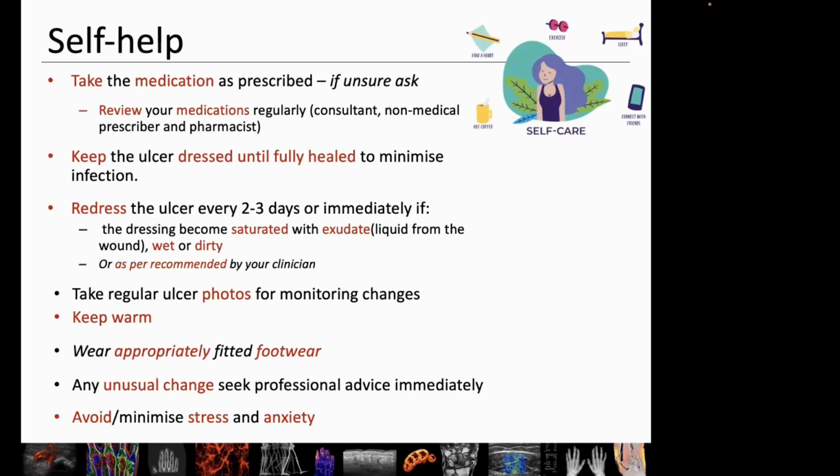Because stress has an impact, particularly anxiety, if you're worried about what's going to happen to you. There is a lot of help out there with psychology that you can go to. And it doesn't mean that you have any psychological problem. It just means that it will be better for you. You'll know how to manage better.